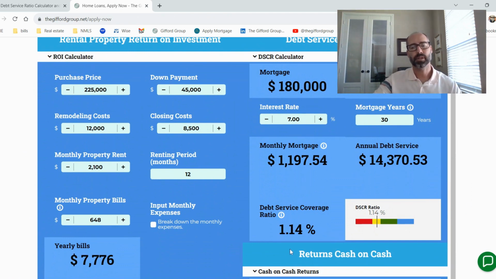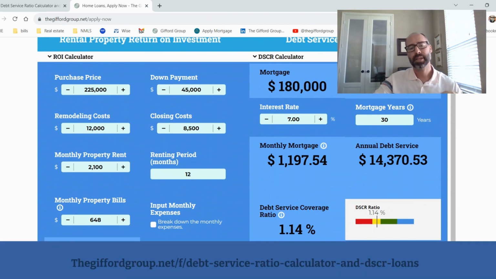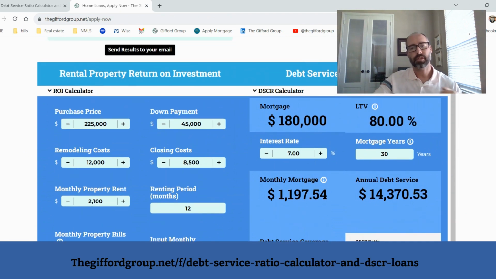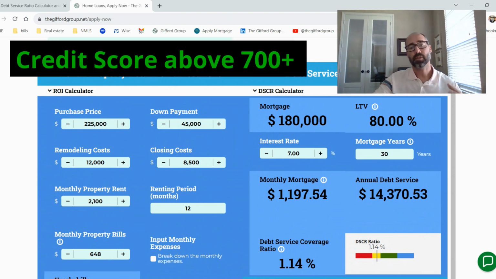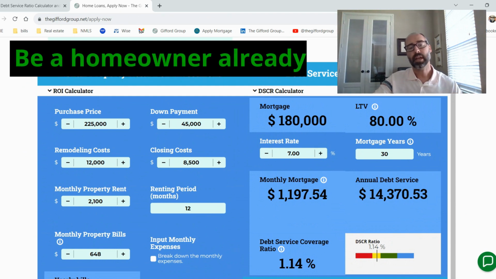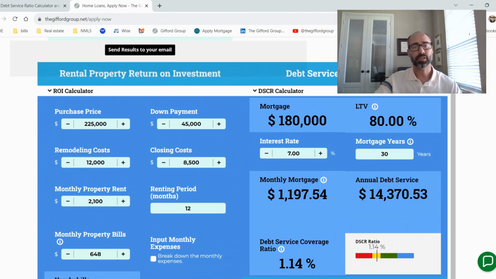So with DSCR loans, you're usually looking for a ratio over one to get qualified. We do have some loans with the ability to qualify when it's less than one, but you're usually going to put more down. To get the best use of this kind of loan, the debt service coverage ratio loan, you're going to want a credit score above 700, at least probably about a 680. You need to have owned a home in the last 12 months. And they have different programs for seasoned investors or first time investors.